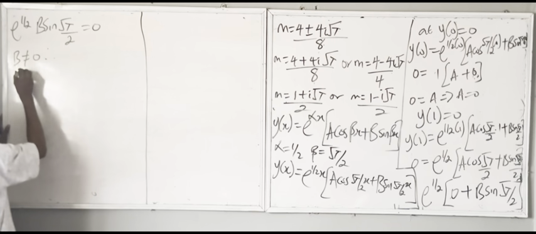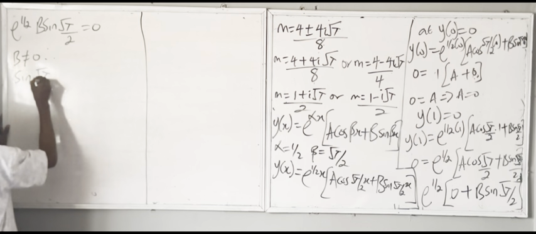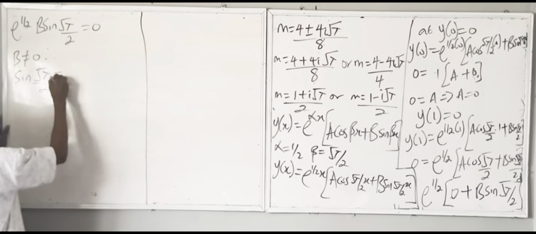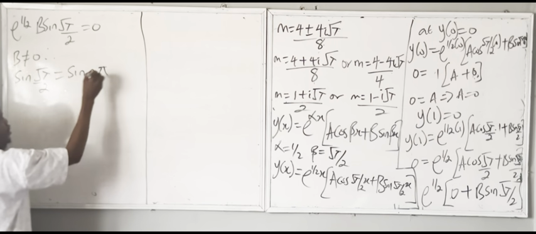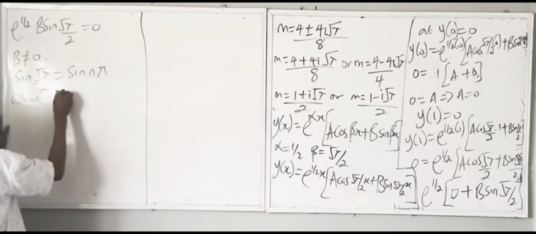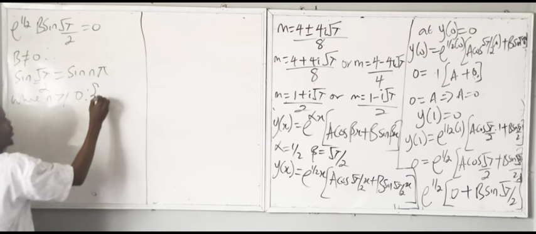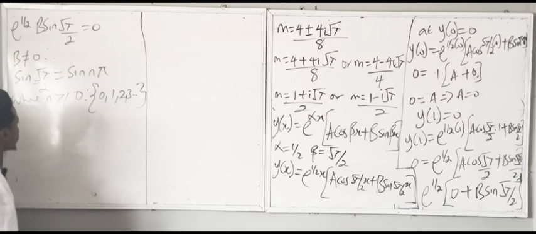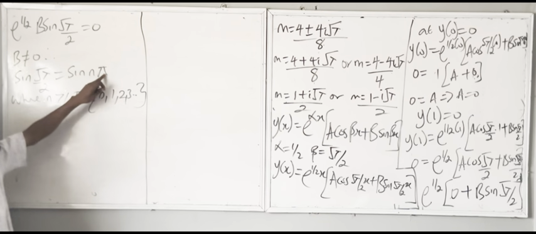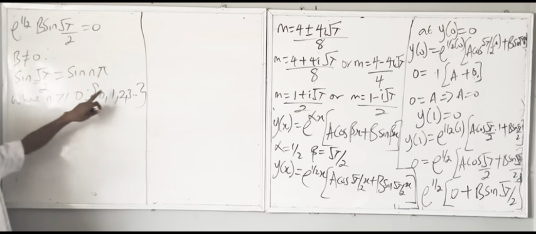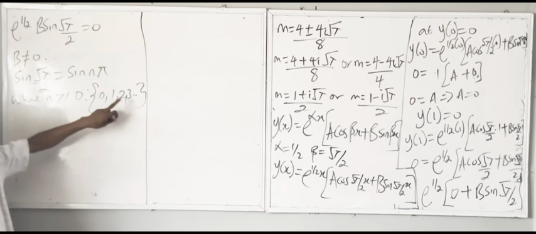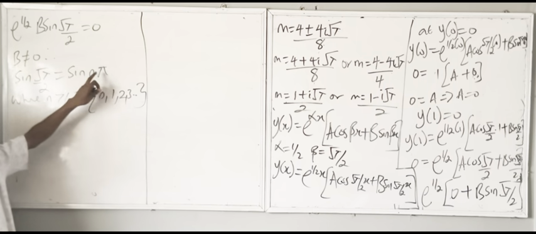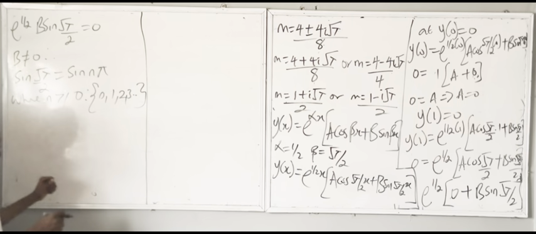So therefore I'm going to have sine of square root of lambda over 2 equal to sine n pi, where n is greater than or equal to 0. That is, n is 0, 1, 2, 3, the way we did it the first time. So if I put n as 0 here, I'm going to have sine 0 as 0. When n is 1, sine 180 is 0. When n is 2, sine 2 times 180, because pi is 180.